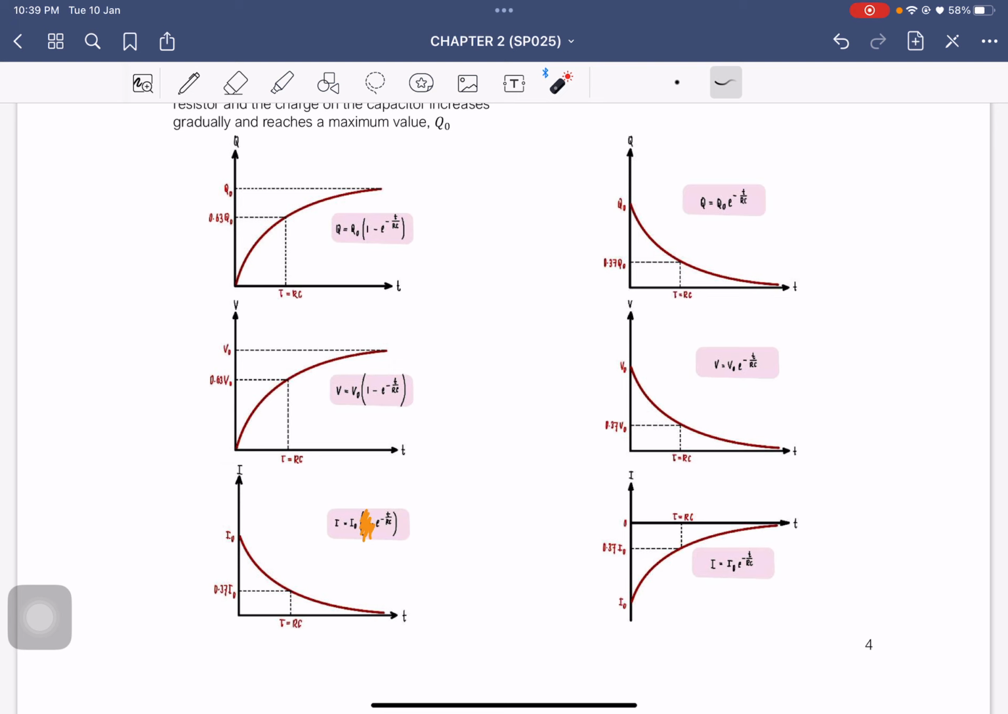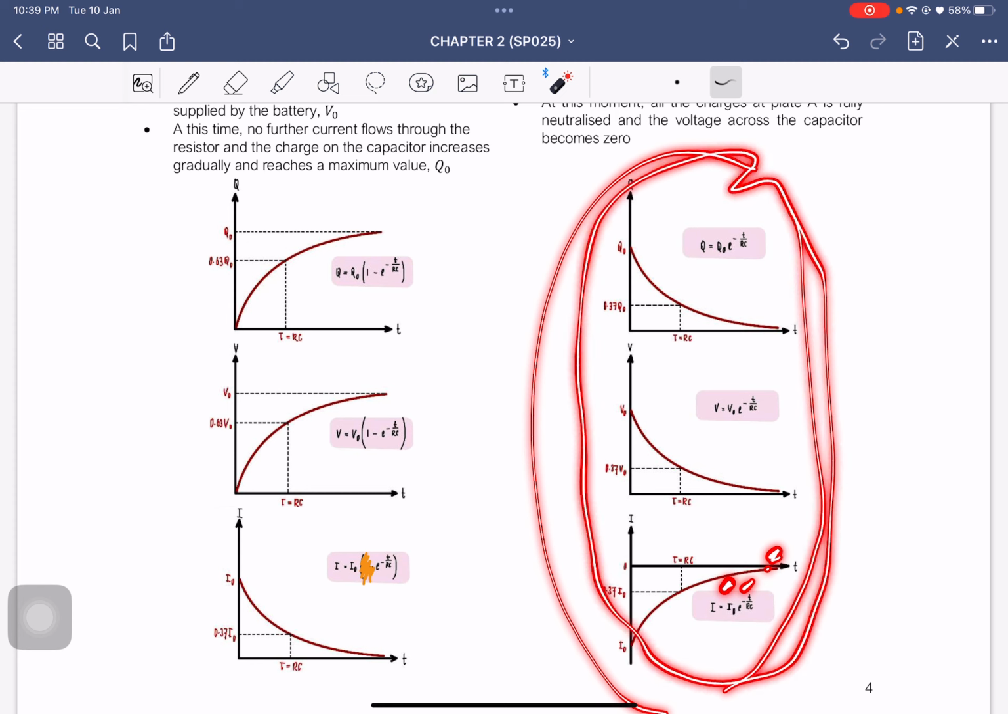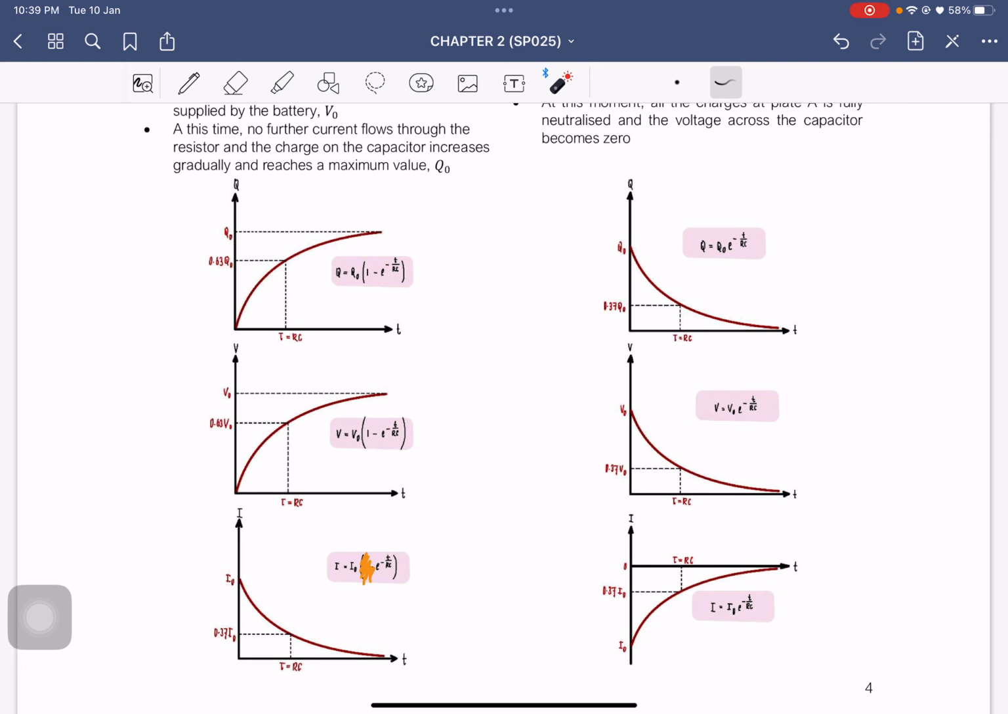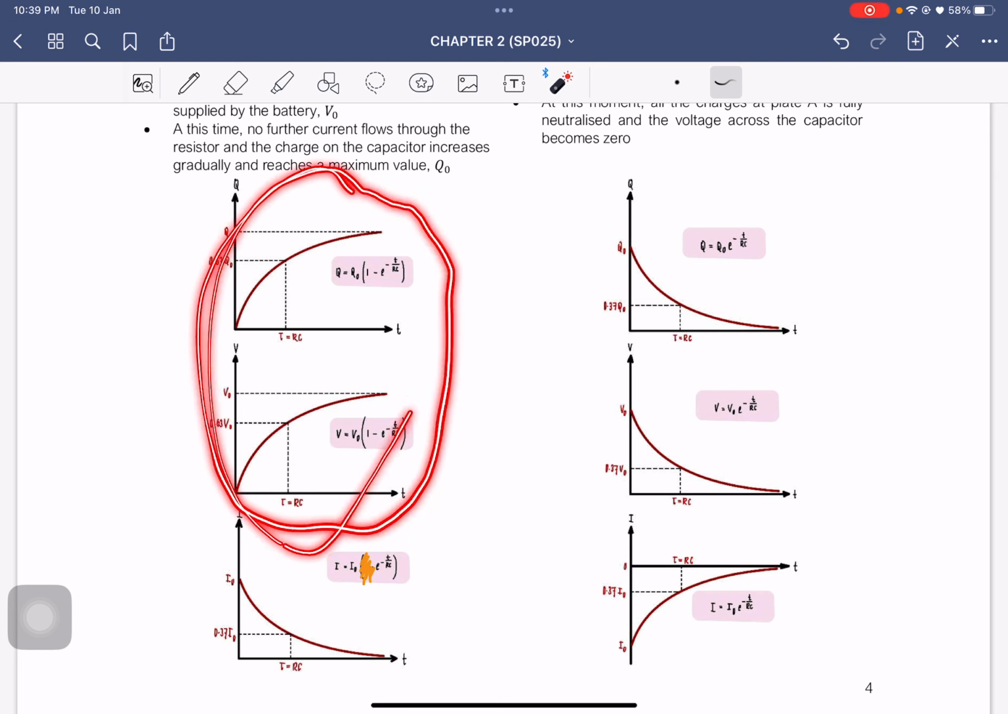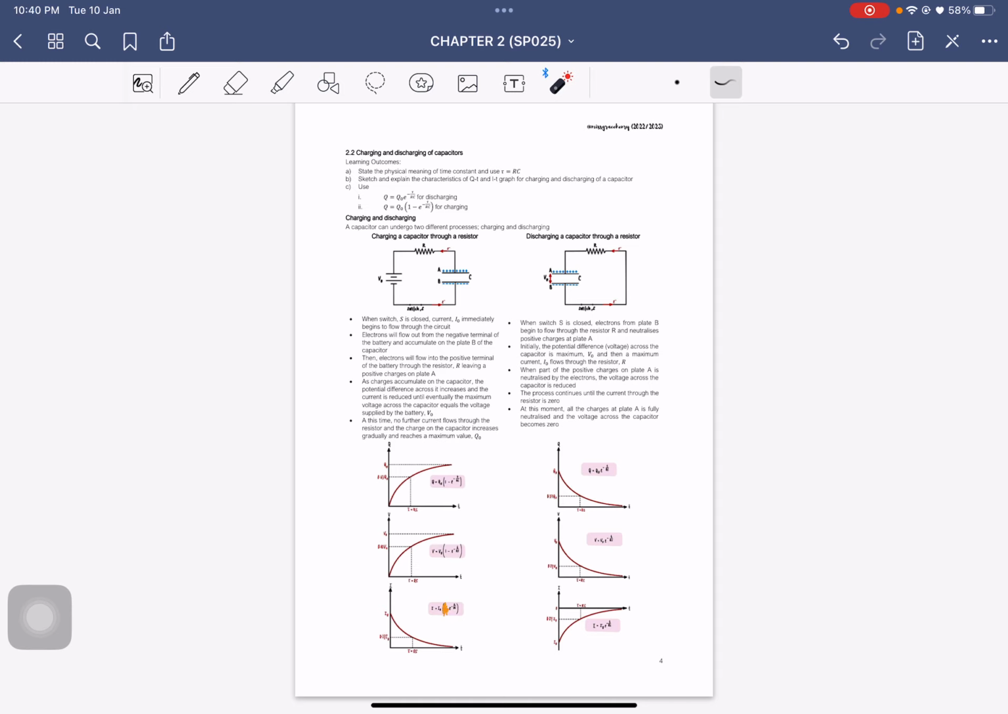Untuk discharging pula, the charge on the capacitor will decrease with time, as well as the potential difference across the capacitor will also decrease exponentially with time, and then the current would also decrease. The current going through the resistor would also decrease exponentially with time lah. So basically untuk discharging semua decrease, untuk charging only the charge and the potential difference will increase, except for the current flowing through the resistor would decrease. Okay, so that's about it for charging and discharging.